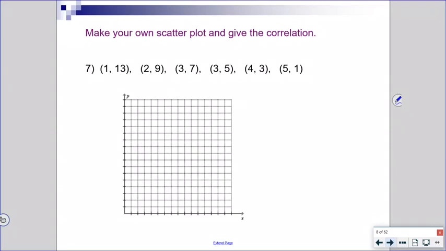All right, point 1, 13. That's right 1, up 13. Right 2, up 9. 3, 7 goes there. 3, 5 goes there. 4, 3 goes there. 5, 1 right there. And we have ourselves a good old negative correlation.